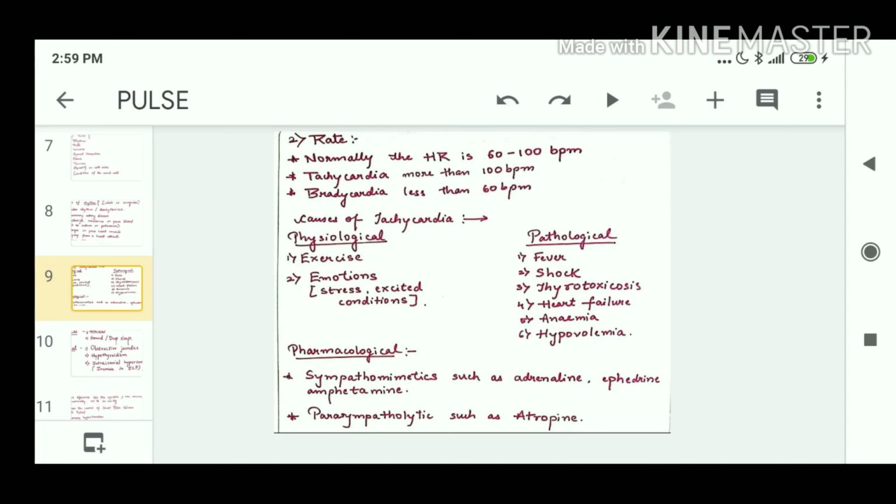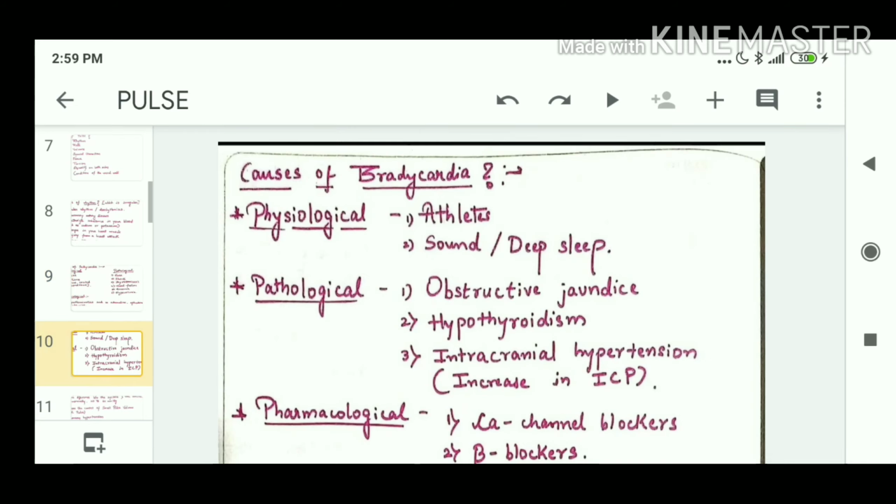These pharmacological drugs will be more familiar in your second year MBBS. So use of sympathomimetics and parasympatholytics also causes tachycardia. So first you have seen the normal heart rate. In that, two types, that is tachycardia and bradycardia, and causes of tachycardia in three forms: physiological, pathological and pharmacological. In the same way it goes for bradycardia as well.